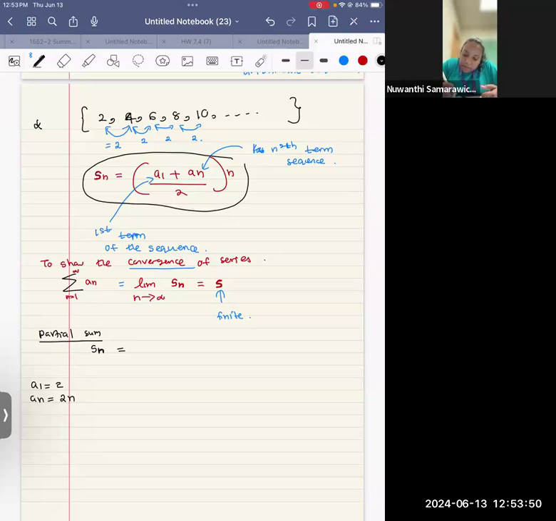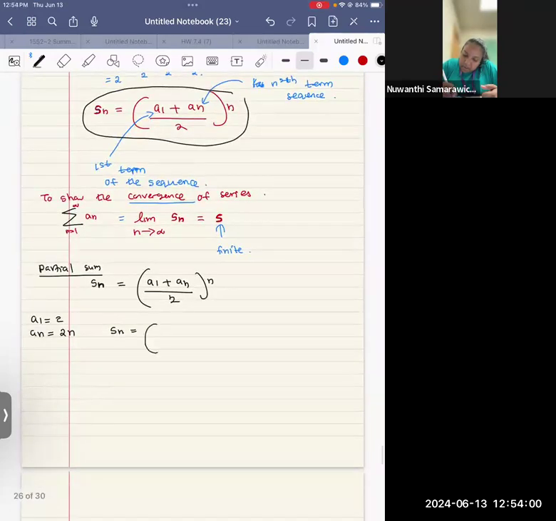So the first term, this is what we are going to use. So the n partial term. The first term is 2, and the second n term is 2n. Divide by 2, and then you will get 2 is common, so 2 gets cancelled here. 2 is common for all the terms. So you will get 1 plus n.